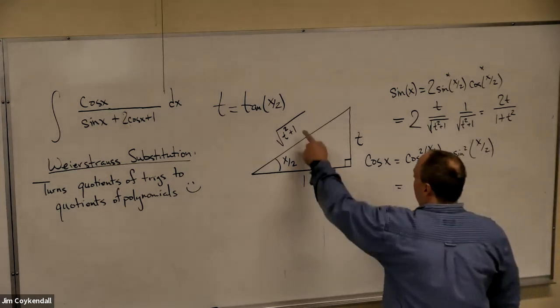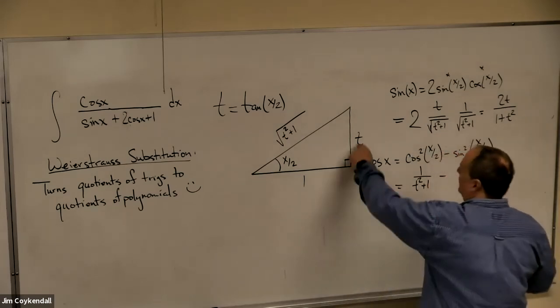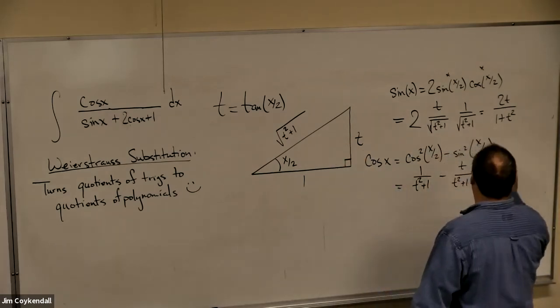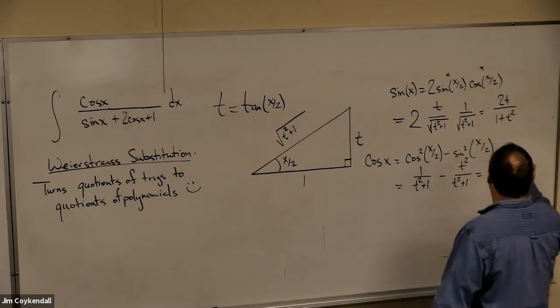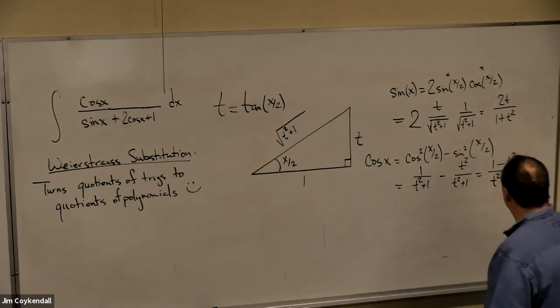Cosine is this, so I square it. And sine is this, so I square it. So I get 1 minus t squared over t squared plus 1.